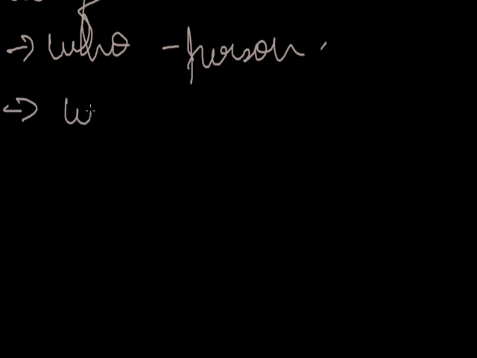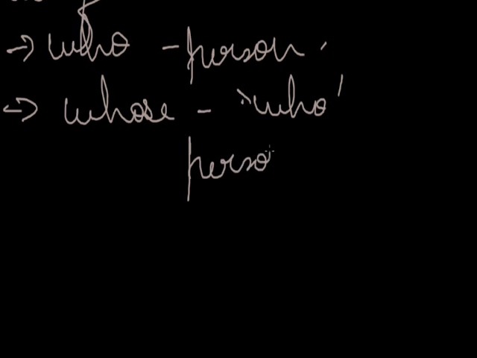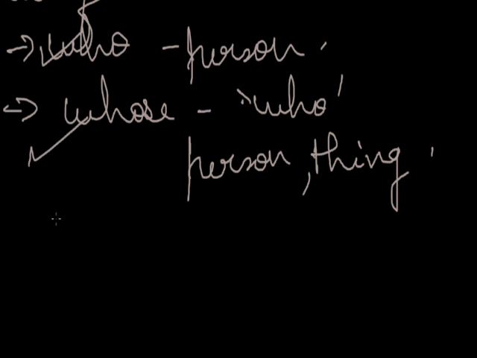Next is whose. It is the possessive case of who, and it refers to persons as well as to things. Who refers only to persons, and whose refers to persons as well as things. For example, this is the question whose solution baffles me, and the school building whose roof was damaged has now been repaired.